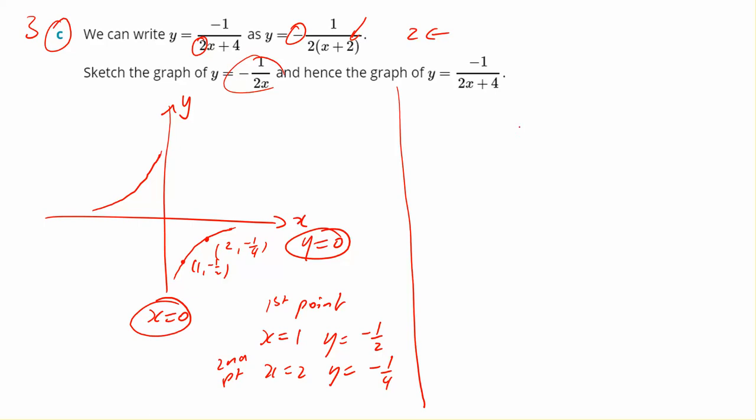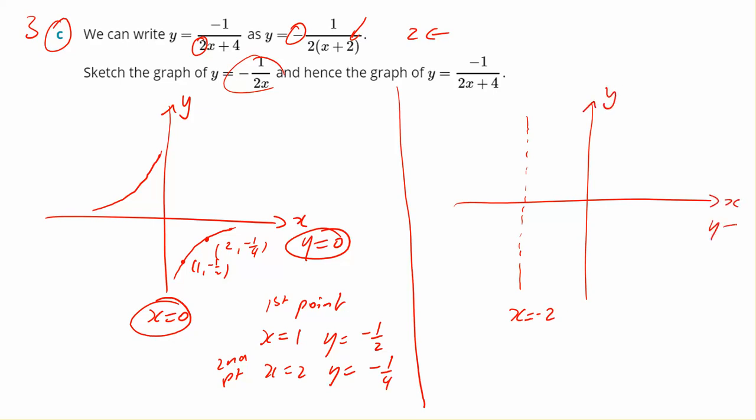Now, for the second equation, I know my asymptotes, and you always draw asymptotes first. Remember how I said the graph has moved 2 to the left, so my asymptote here is x equals -2. I label my axis, y is still equal to 0 because it hasn't moved up or down. Now my graph is going to look something like this, over here and over there.